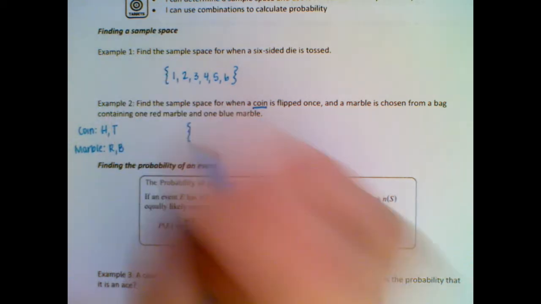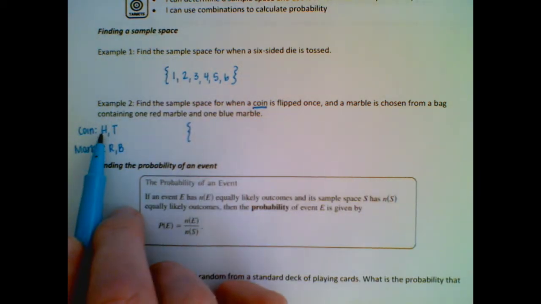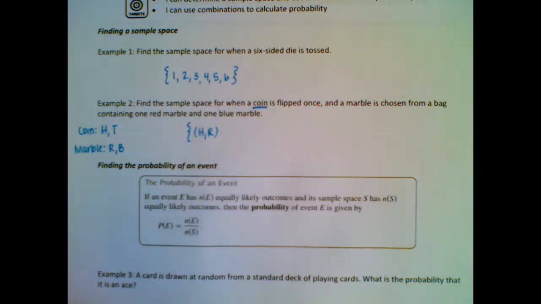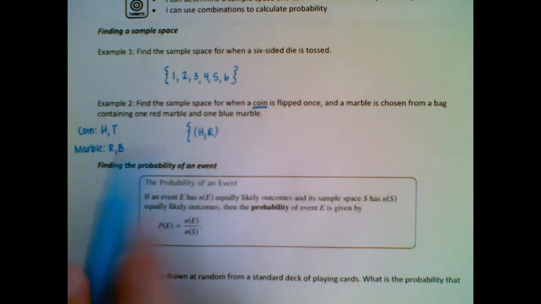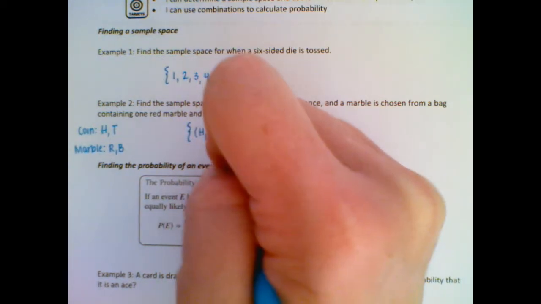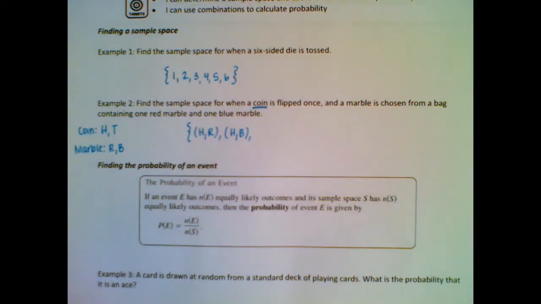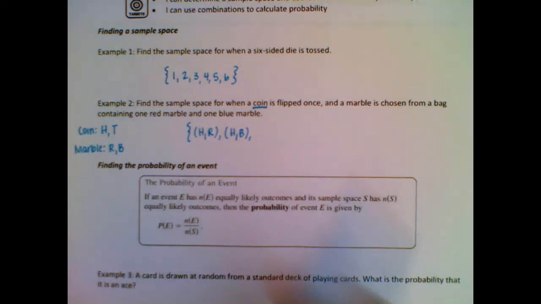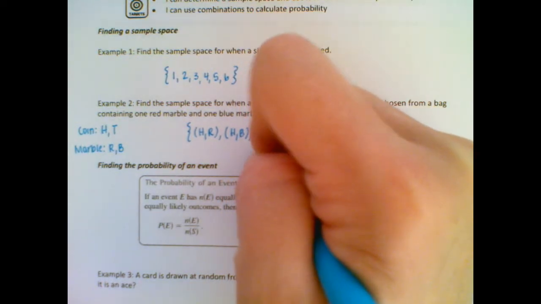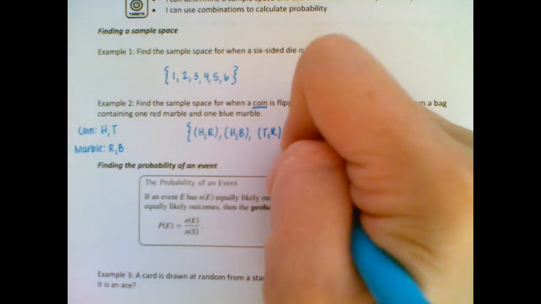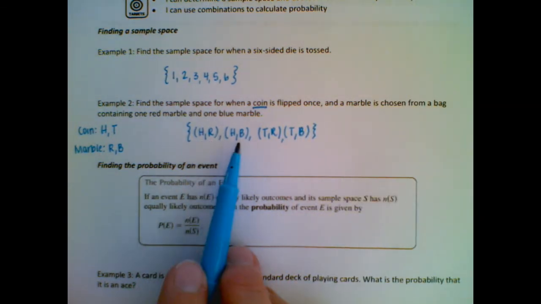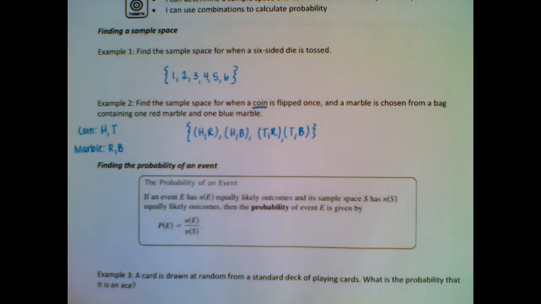So let's see how I can match these up. I could have a head with a red marble, so I'll write that as H comma R. I could pair a head with a blue marble, so I'll do H comma B. I could pair up the tails the same way that I paired up the head. So I could have a tail with a red or a tail with a blue. So my sample space is going to be heads red, heads blue, tails red, tails blue.